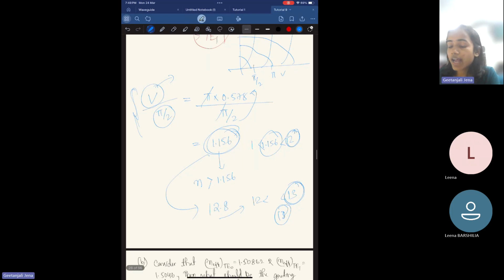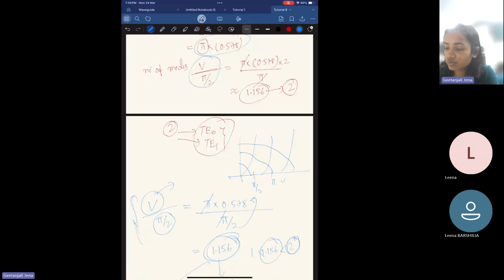So, okay. I haven't chosen TE1 and TE2. It is TE0 and TE1, because when the fiber is supporting two modes, TE0, if you recall, doesn't have any cutoff wavelength, so that mode will always be guided. So one mode will be TE0, and the next mode will be TE1 only. It's not like after TE0 the fourth mode is propagating.